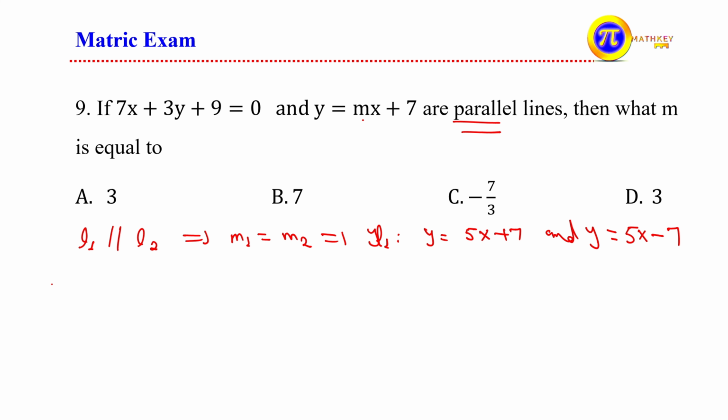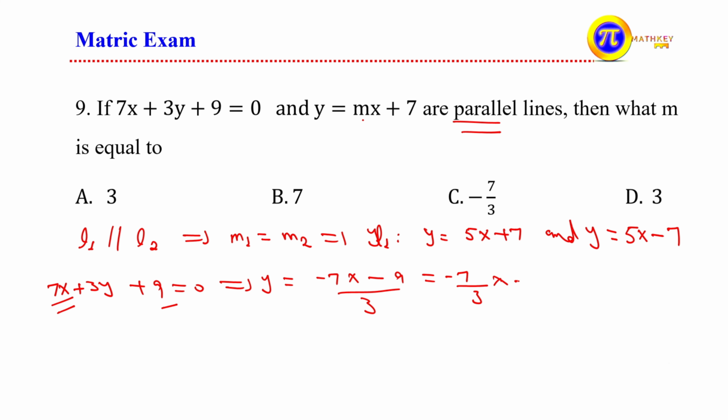When it comes to our problem, we have 7x plus 3y plus 9 is equal to 0. After that, we solve for y in terms of x to find the slope. This means y is equal to negative 7x minus 9 divided by 3. Take 7x and 9 to the right side. If it moves across the equal sign, it becomes negative. Then divide both sides by 3. This becomes negative 7 over 3 x minus 9 divided by 3, that is 3. So this is the equation of line 1.